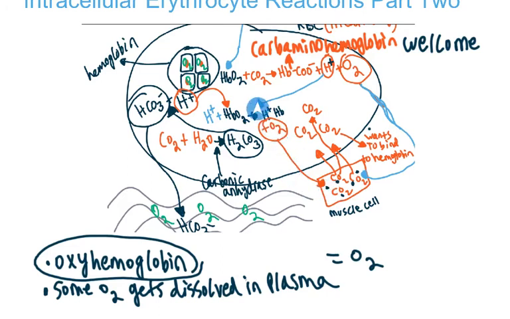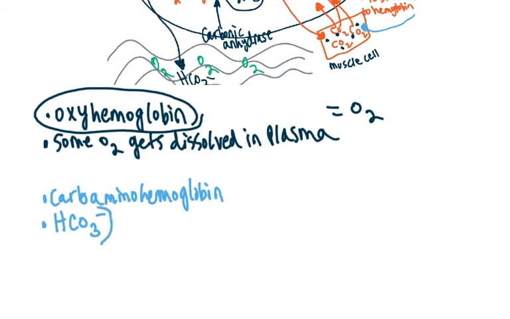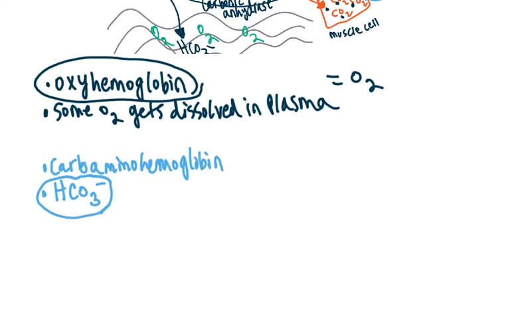And we have H plus bound to hemoglobin. So that's the main things we said. So this is the main way of carrying CO2 throughout the blood, and we'll see why it's the main way and how it becomes CO2 again near the lungs.